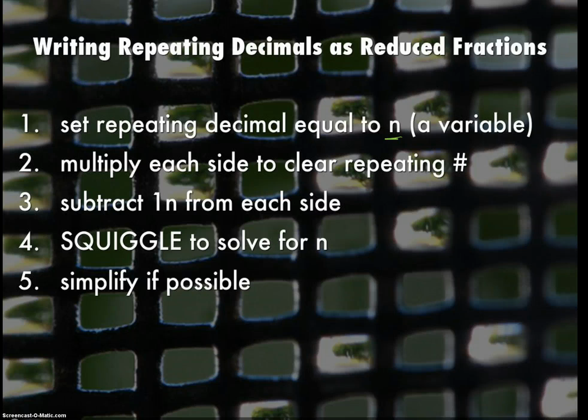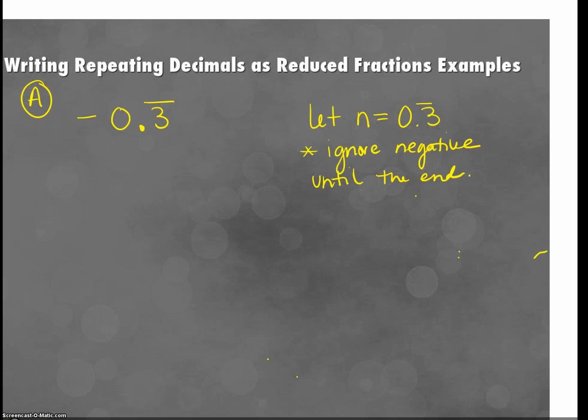It sounds easy, and once we do a few examples, I hope that you get the hang of it. If you need more help, please continue to practice. Here we go. You definitely need to have a piece of paper out, and whenever you have negatives, you just ignore them until the end. So please write this problem down, pause the video.